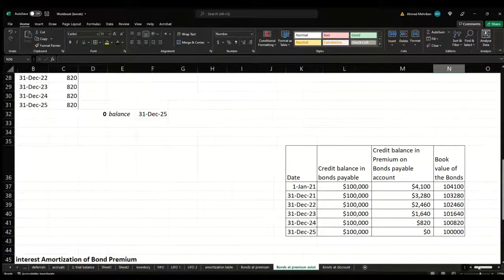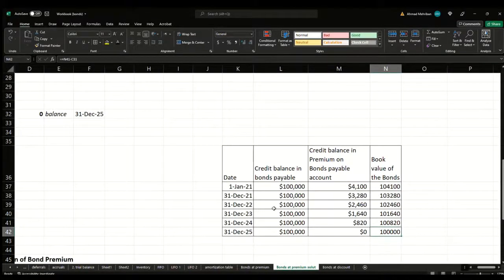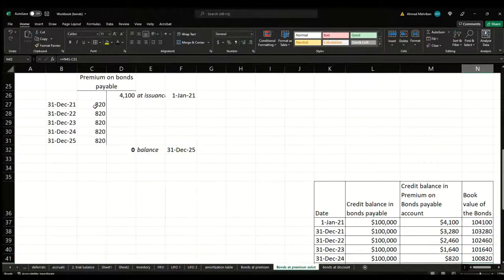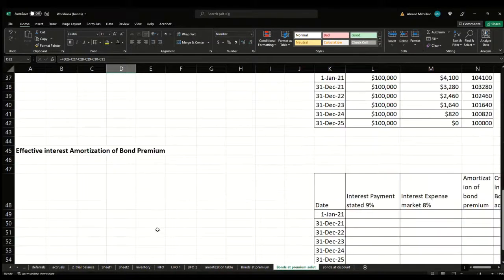Now that we have found out how to calculate amortization on bonds premium in case of the straight line method, which basically means that we have to divide into equal parts and use exactly the same amount to amortize it down to zero. Now, there's a second method which is called effective interest method.